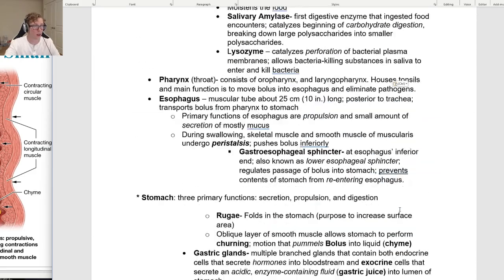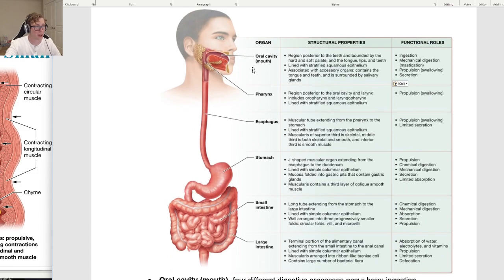So let's take a quick look back at this one. We have the oral cavity, pharynx, esophagus, stomach, small intestine, large intestine. All of the organs that are in that alimentary canal, with the inclusion of teeth, tongue, and I also mentioned salivary glands because that's all in the mouth. The mouth really doesn't have a lot of special things going on.